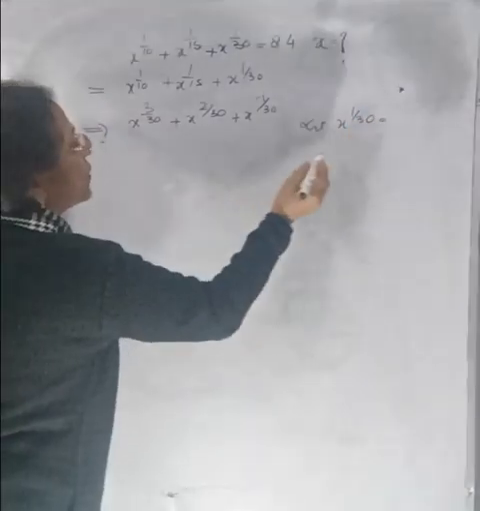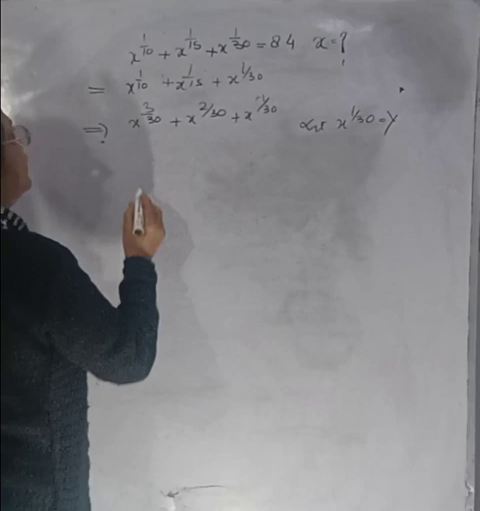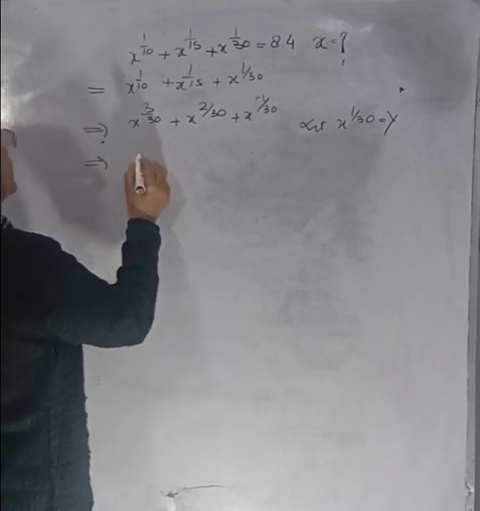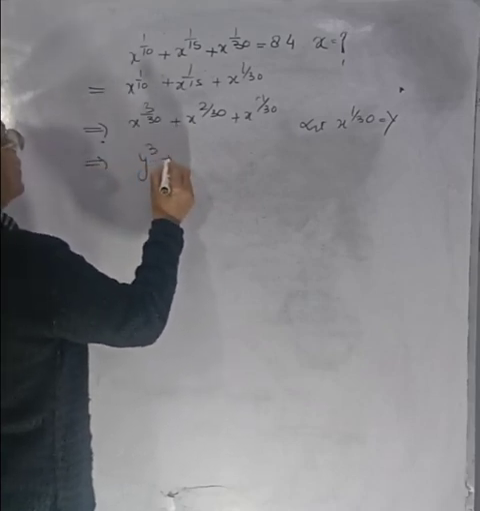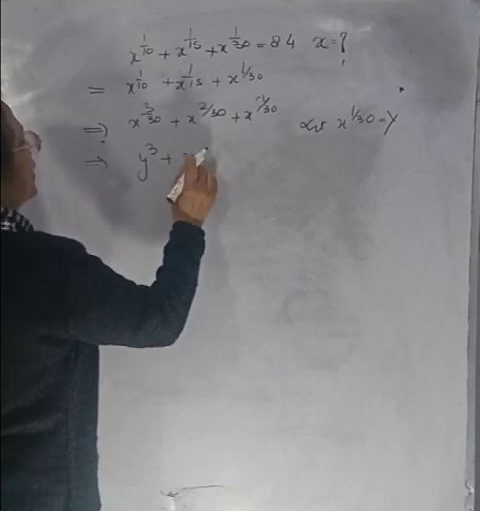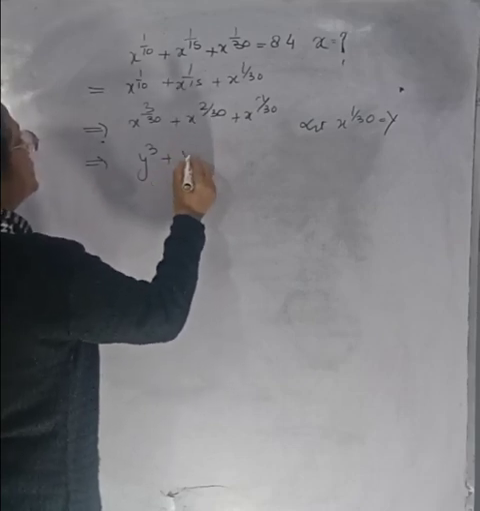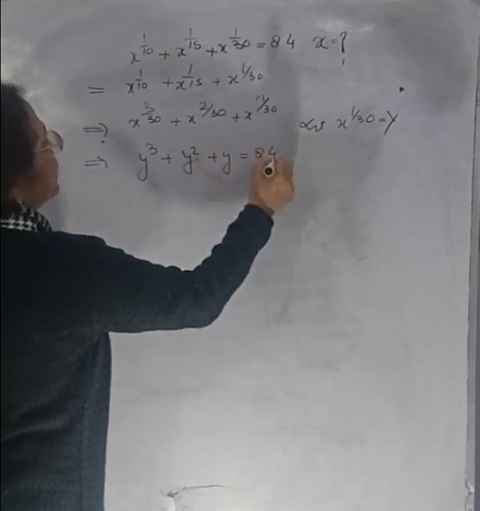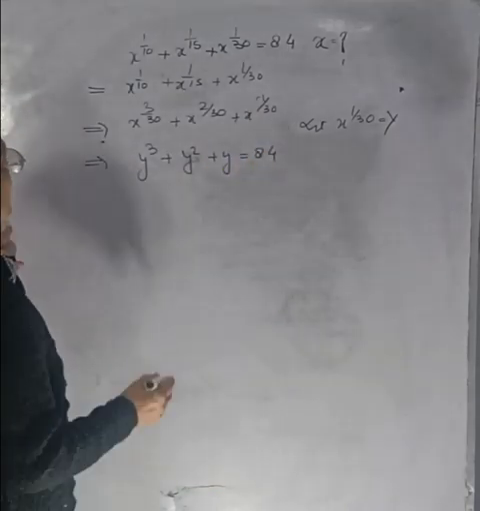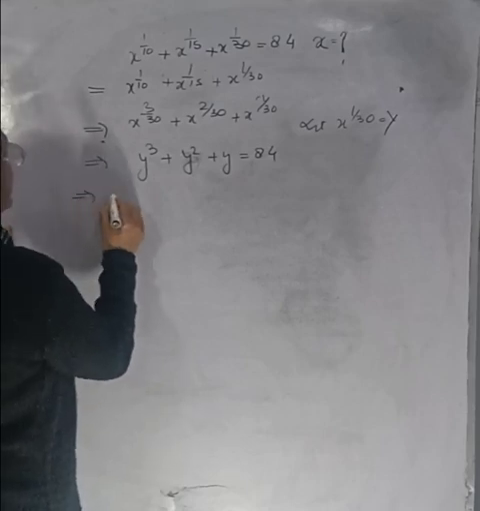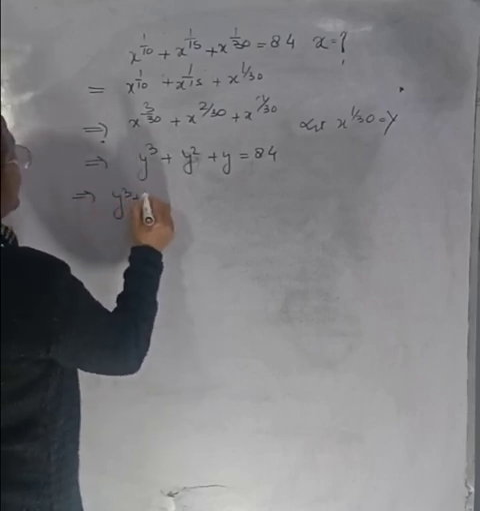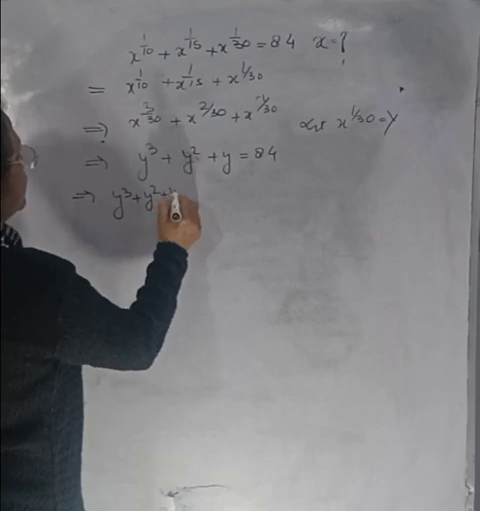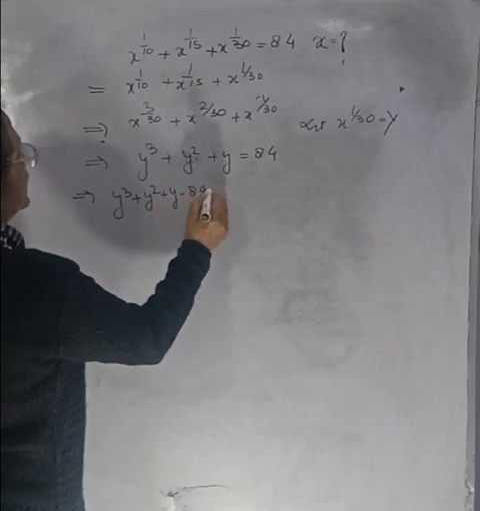Let us suppose x^(1/30) is equal to y. Then we can write it as y cube plus y square plus y is equal to 84. Now this can be further written as y cube plus y square plus y minus 84 is equal to 0.